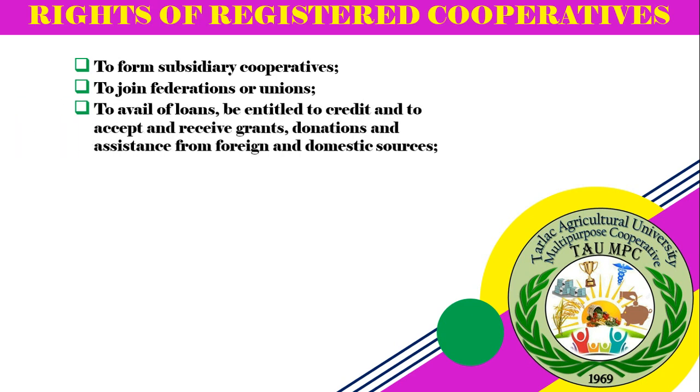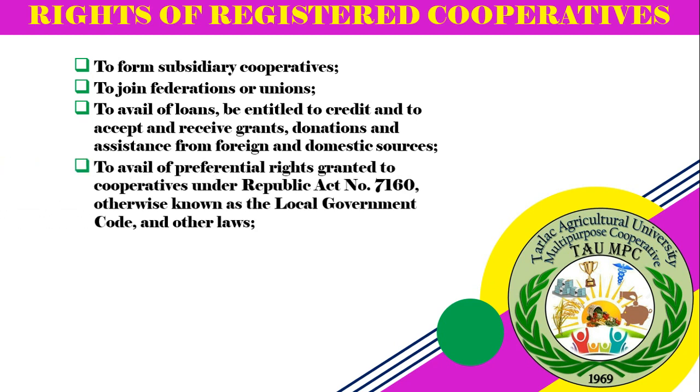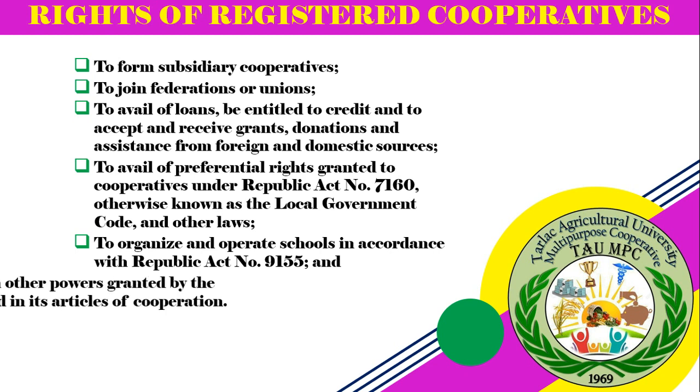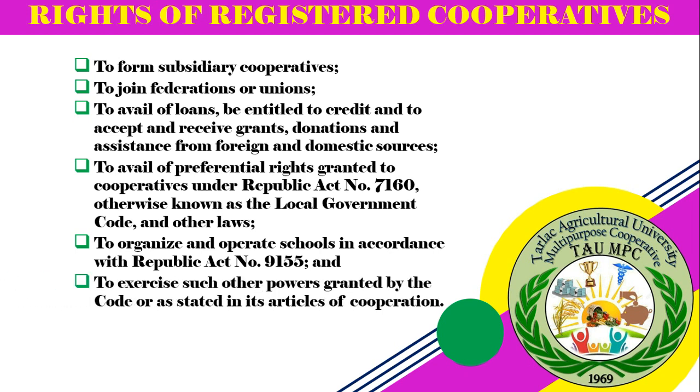To join federations or unions. To avail of loans, be entitled to credit, and accept and receive grants, donations, and assistance from foreign and domestic sources. To avail of preferential rights granted to the cooperatives under Republic Act Number 7160, otherwise known as the Local Government Code and other laws. To organize and operate schools in accordance with Republic Act Number 9155. And to exercise such other powers granted by the Code or as stated in its Articles of Cooperation.